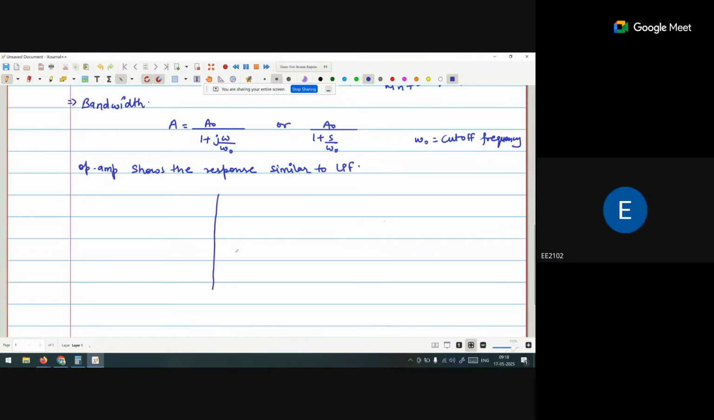What is the meaning of this one? If it shows the response of operation amplifier, initially this will behave as normal. After a certain frequency, the response is completely changed, like this one. And this particular frequency is called the omega naught.